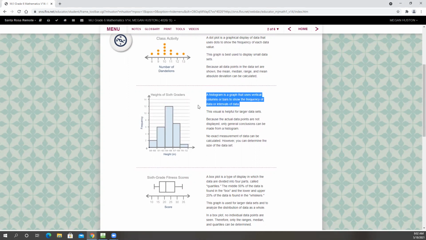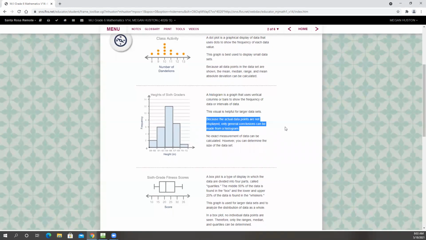The second display that we've looked at is a histogram. A histogram is a graph that uses vertical columns or bars to show the frequency of data or intervals. So for 58 to 60, we know we have 2 people that have that height, 61 to 63, 6, 64 to 66, 12, 67 to 69, 7, 70 to 72, 1. So this visual is helpful for larger data sets. So if you have a big set of data, this is helpful. Because the actual data points are not displayed, only general conclusions can be made from a histogram.